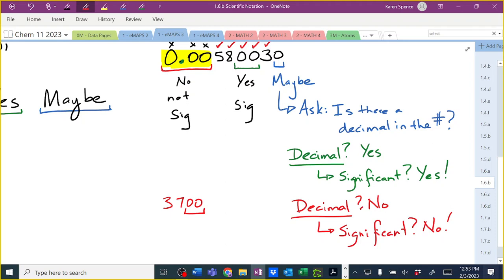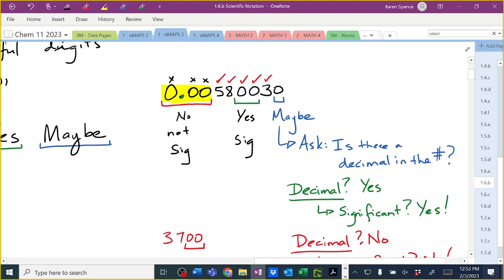Okay, so if we were to count our significant figures in this number up here, we would look and say decimal, yes. So is this 0 on the right significant? Yes. So if we counted our significant figures, we would have 1, 2, 3, 4, 5, 6 significant figures.